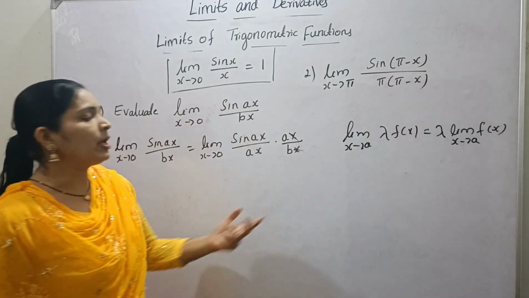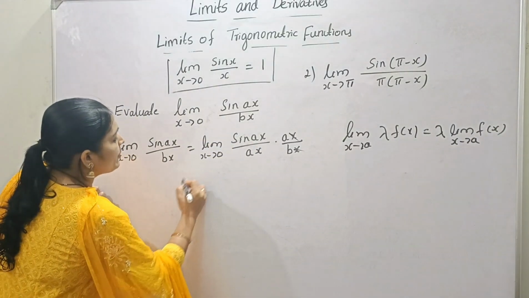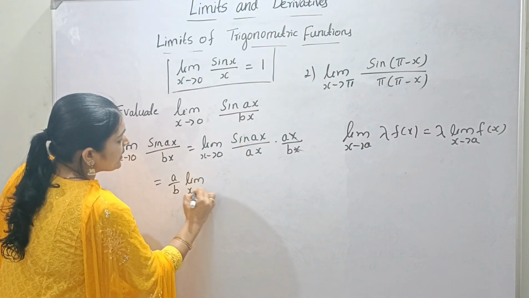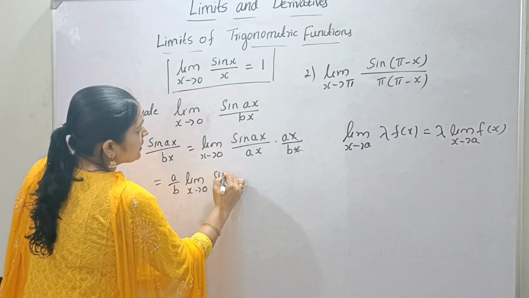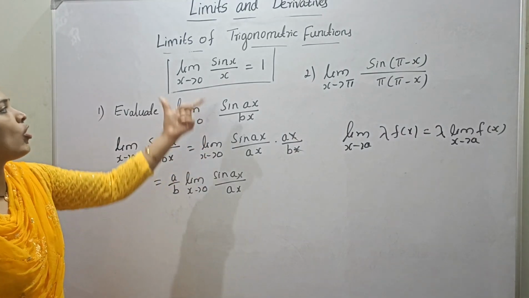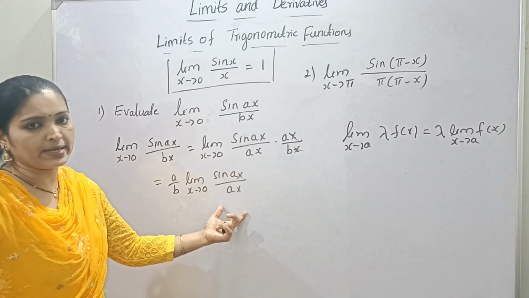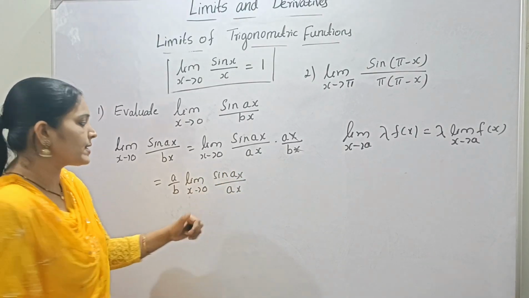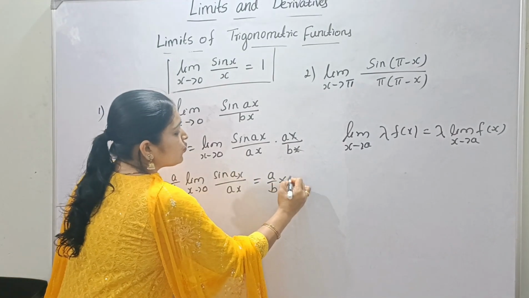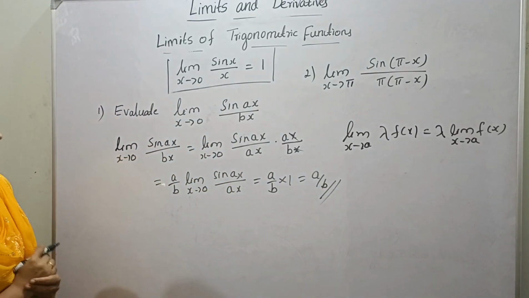So here also a by b is a constant. Let us take it out from the limit, that is a by b into limit x tends to 0 of sin ax divided by x. See, what is this one? It is in the form of this standard formula, that is limit x tends to 0 of sin x by x, right? So here sin ax by ax is 1. So a by b into 1, that is a by b. So a by b is the limit of this function.